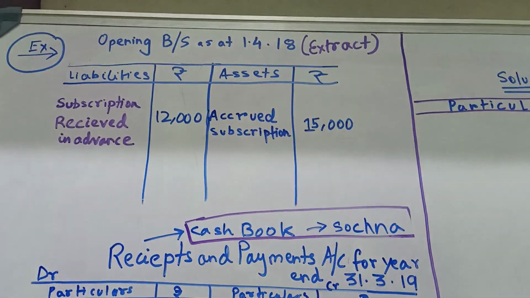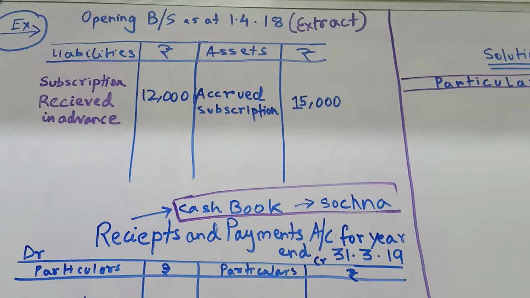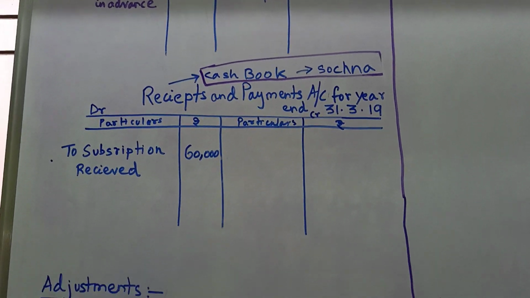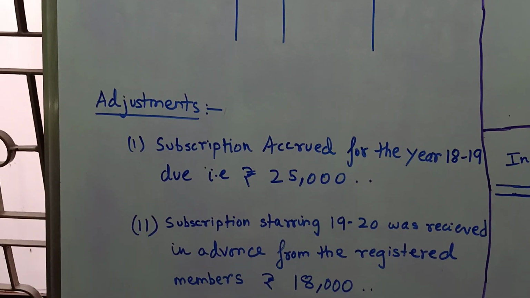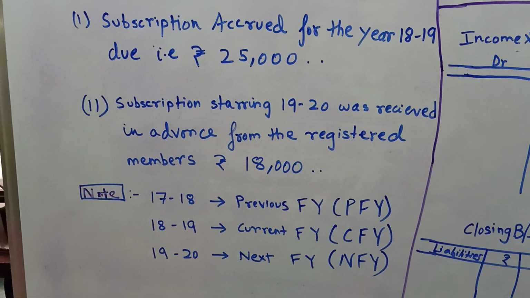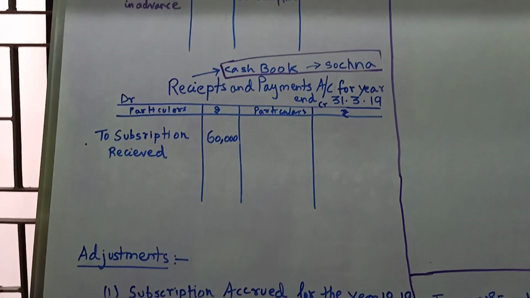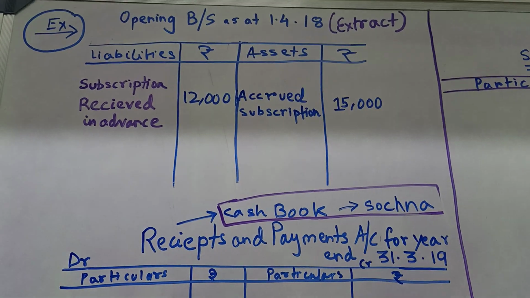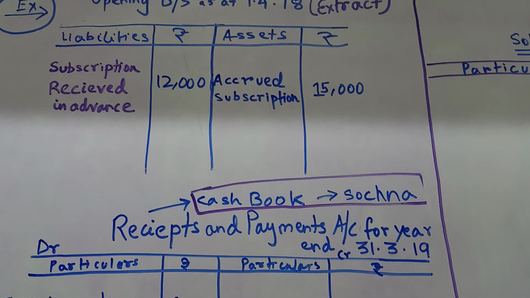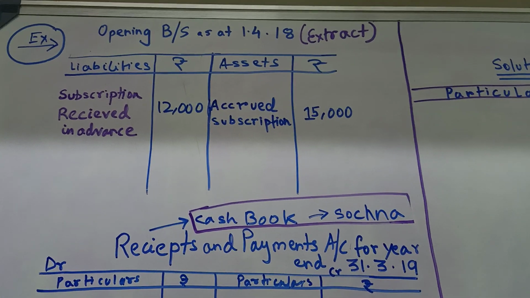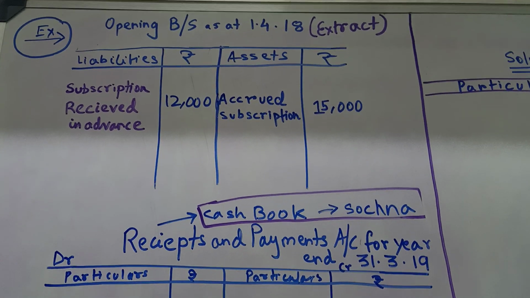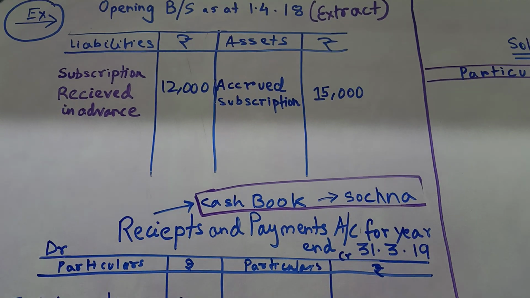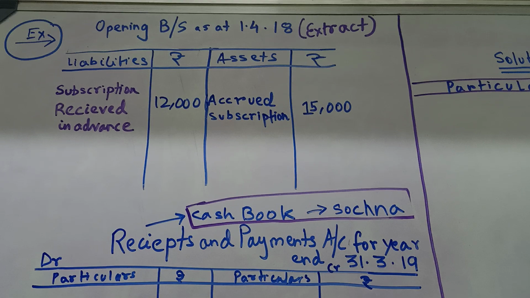As you can see, this is an example. Now today, with the help of this example, I would be explaining to you the treatment of subscription or any other income for a non-profit organization. With this example, the previously taught treatment would be more precise and clear.